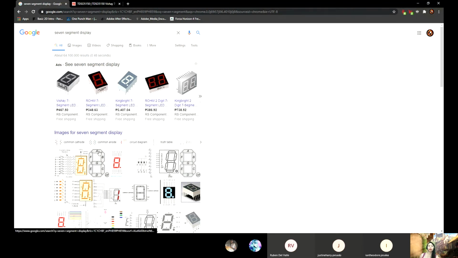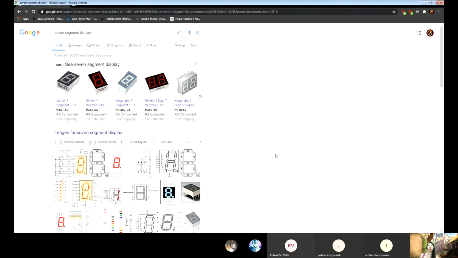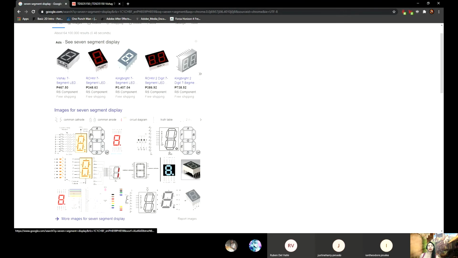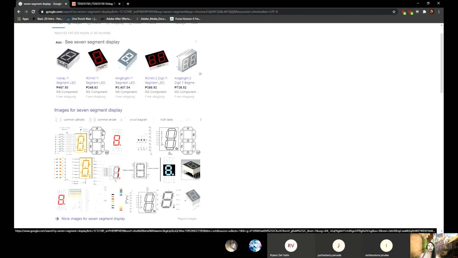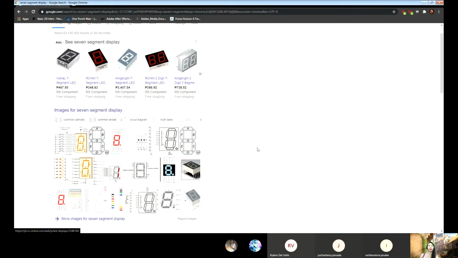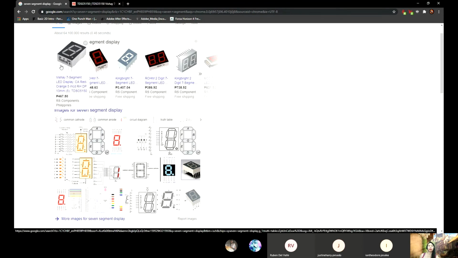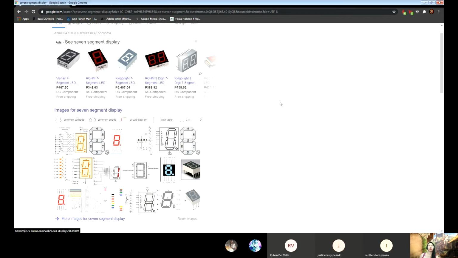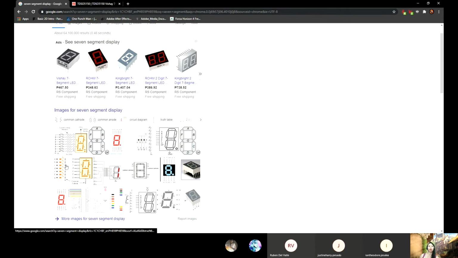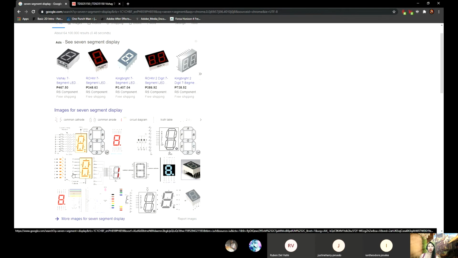Just like what we've discussed, it has seven LEDs arranged in a figure of 8. As you can see, it has 5 pins up, down. It has 2 types: common anode and common cathode. Just like this one.